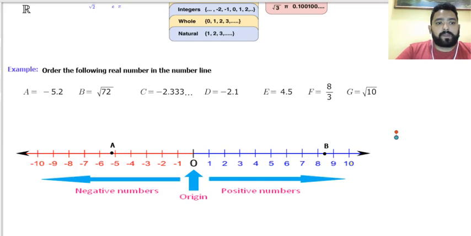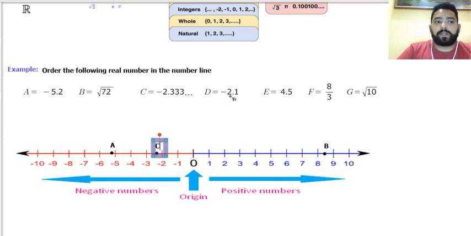Okay, now we're going to continue with negative 2.333. Remember, this is a repeating decimal, so it is rational. It's between negative 2 and negative 3, and we are going to locate it here. And then you will plot the letter C.